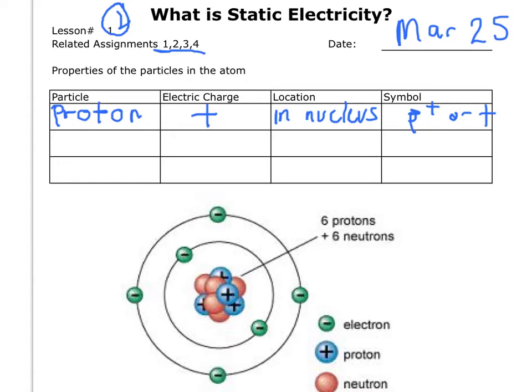The second type of particle that's inside the nucleus is the neutrons. And from our perspective, there's no charge, has very little relevance to the electricity part of the course. It is also in the nucleus. And if we do write it down, N, or N with a little 0 to represent zero charge. The third type of particle is the electron.